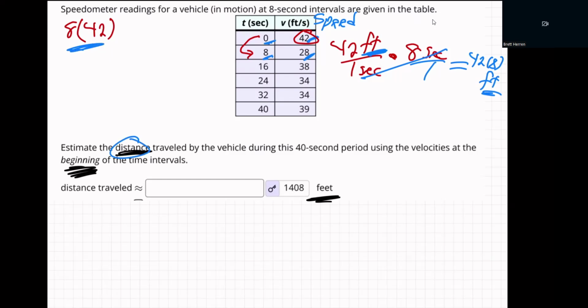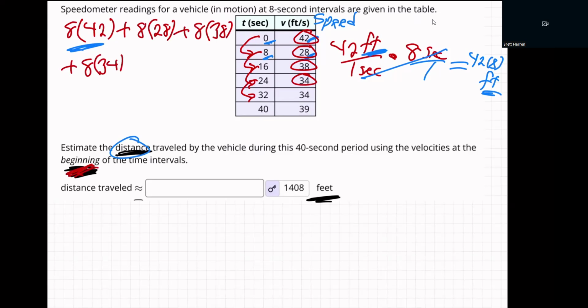Now, what's going to happen in the next 8 seconds? From 8 to 16, that's another 8 seconds. They started going 28 feet per second. And then whatever they're doing in the beginning, we pretend they do that the whole time. Next 8 seconds, they started at 38 feet per second. Next 8 seconds, they started at 34. And the last 8 seconds, they also started at 34. You think, well, we're never going to use the 39? Yep, never going to use the 39 because we're only supposed to use the beginning of each interval. The 39 is the end of the last interval, so it's not the beginning of any interval.